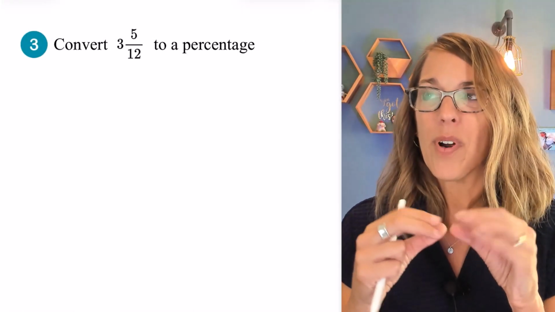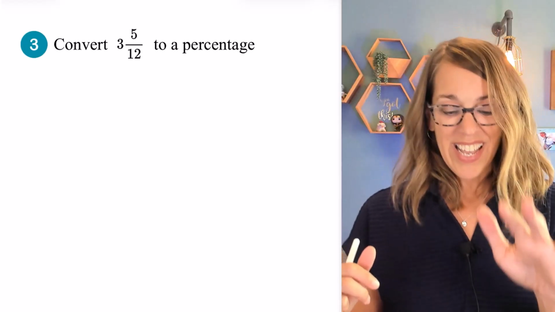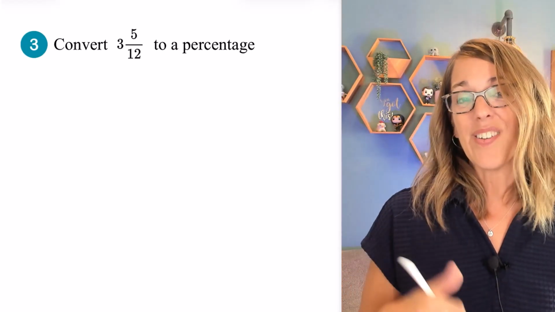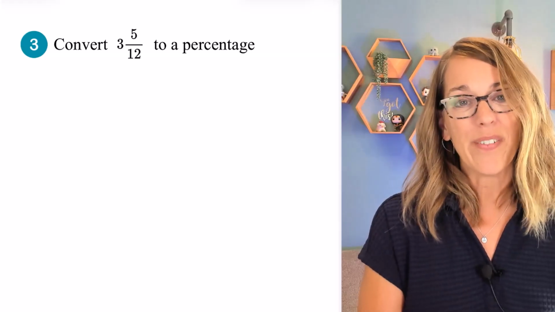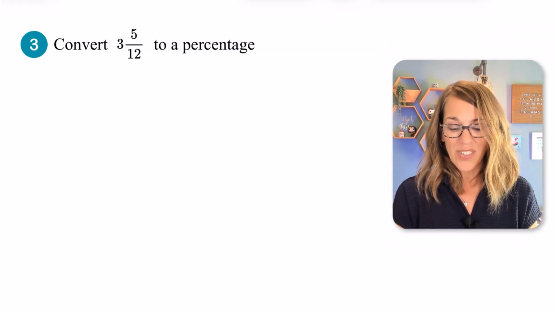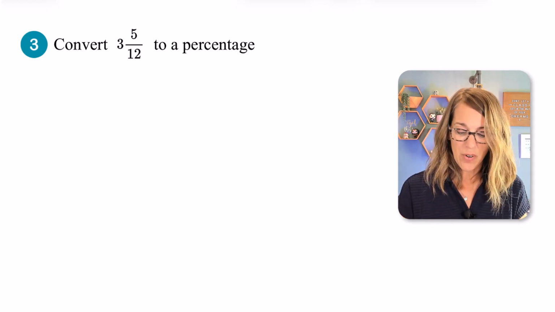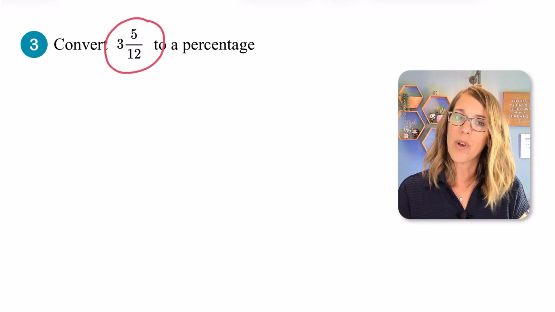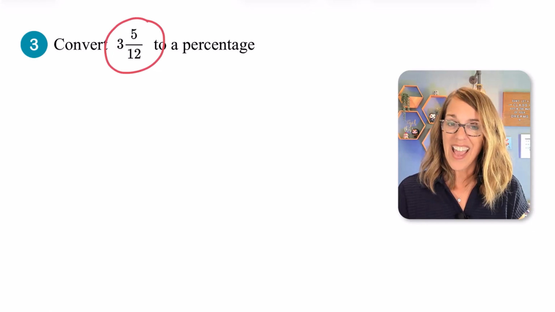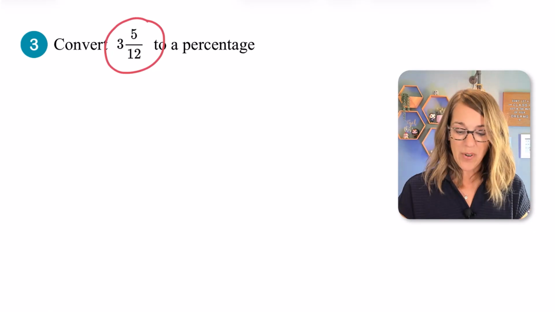Now, number 3 and number 4 are really important examples because they're a little bit different. In number 3, I've got a mixed numeral. So I've got 3 and 5/12, and I want to convert that into a percentage. So I could set this up in a lot of different ways. The first thing that I'm going to do, though, is to take that 3 and 5/12, and I'm going to write it as an improper fraction. There's other ways that you could do this, but I'm going to go ahead and do that.